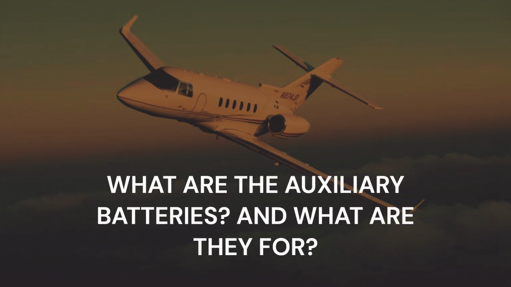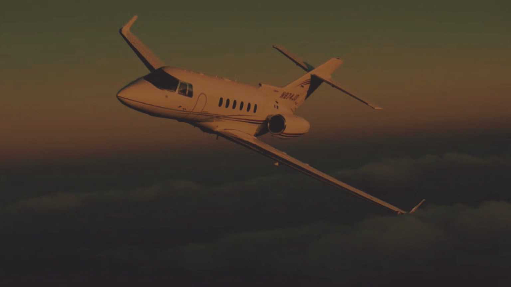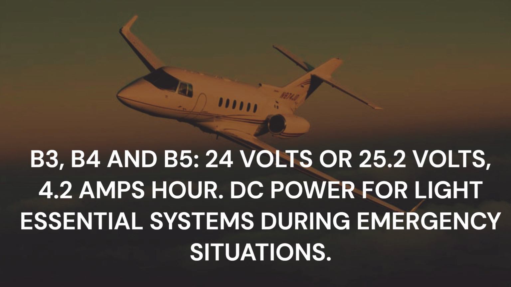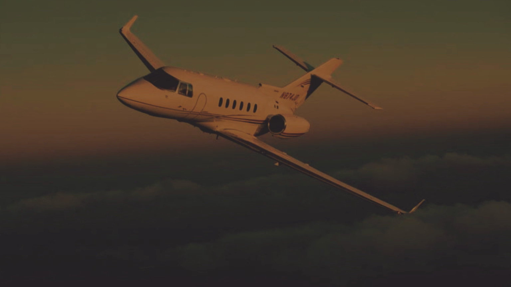What are the auxiliary batteries, and what are they for? B3, B4 and B5, 24 volts or 25.2 volts, 4.2 amp hours. DC power for light essential systems during emergency situations.